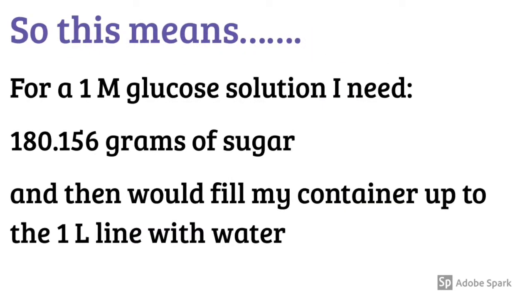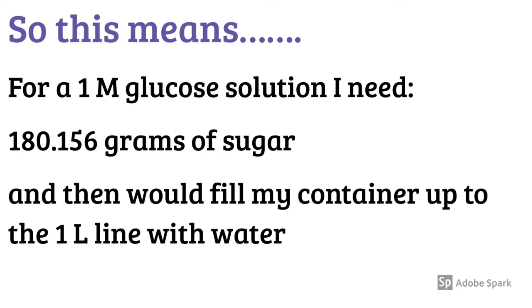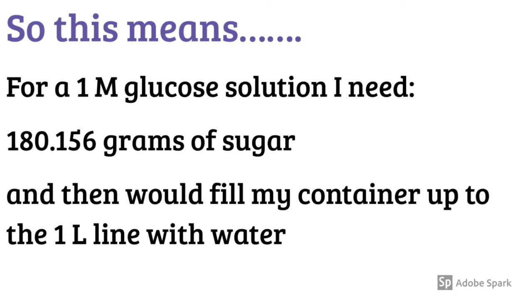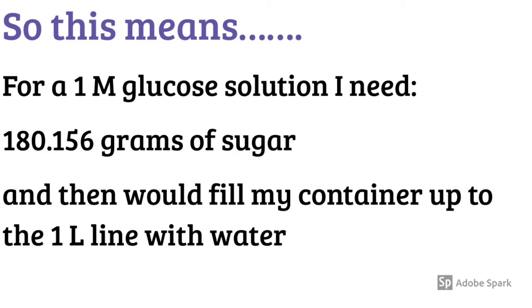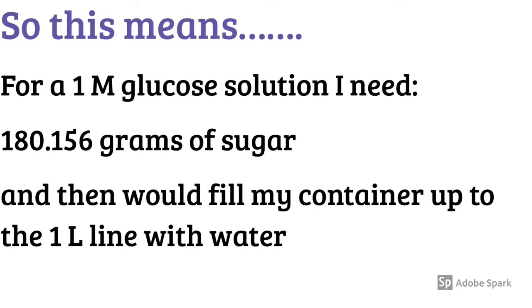This means to make a 1 molar, the big capital M is how we abbreviate molar, to make a 1 molar glucose solution, I would need 180.156 grams of sugar. And then after I add the sugar to a container, I would fill the container up to the 1 liter line with water. And then I would dissolve it to make my solution.